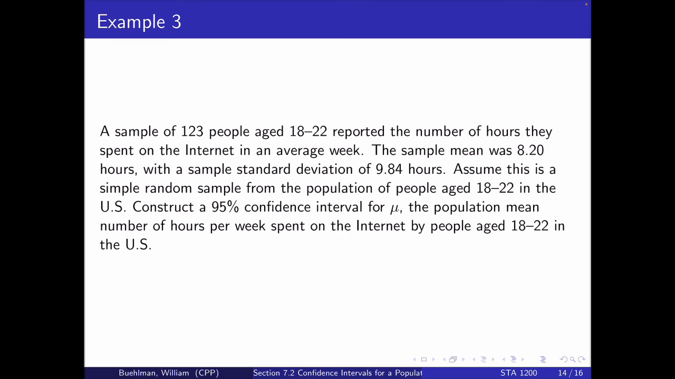118.4. Example 3. A sample of 123 people aged 18 to 22 report the number of hours they spent on the internet in an average week. The sample mean was 8.2 hours with the sample standard deviation of 9.84 hours. Assume this is a simple random sample from the population of people aged 18 to 22 in the U.S. Construct a 95% confidence interval for mu, the population mean number of hours per week spent on the internet by people aged 18 to 22 in the U.S.